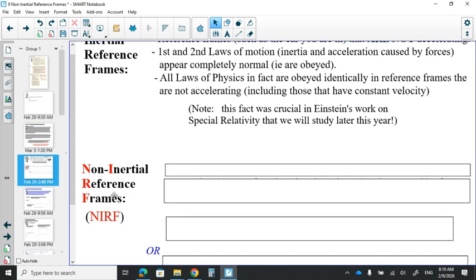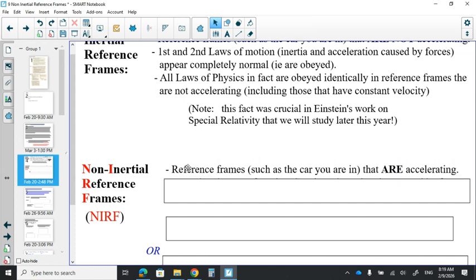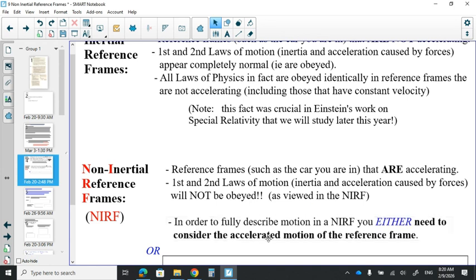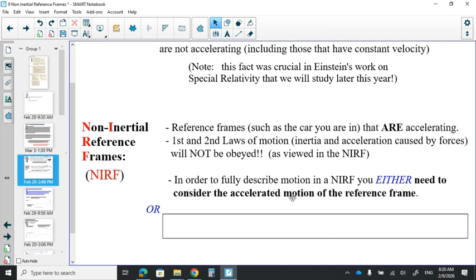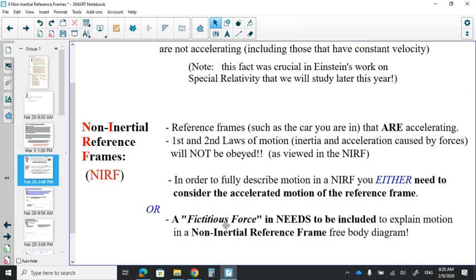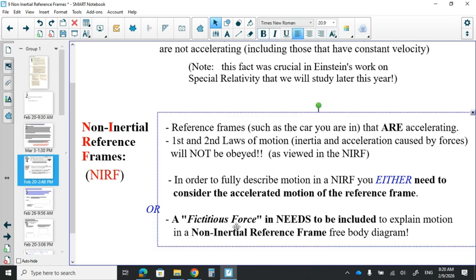Non-inertial reference frames for today, or NERFs, as you might affectionately call them from now on. The reference frames that you're in, like the car or whatever, if they are accelerating, that's a non-inertial reference frame. So in that scenario, the first and second laws of motion do not appear to be obeyed, right? And they aren't obeyed as viewed from that non-inertial reference frame. So in order to fully describe motion in a non-inertial reference frame, you either need to consider the accelerated motion of the reference frame, or you can draw in fictitious forces to explain the motion within that non-inertial reference frame. And quite often that's a pretty handy thing to do.